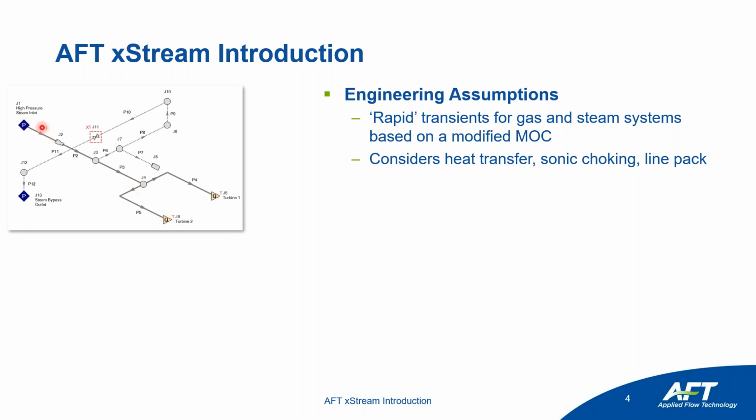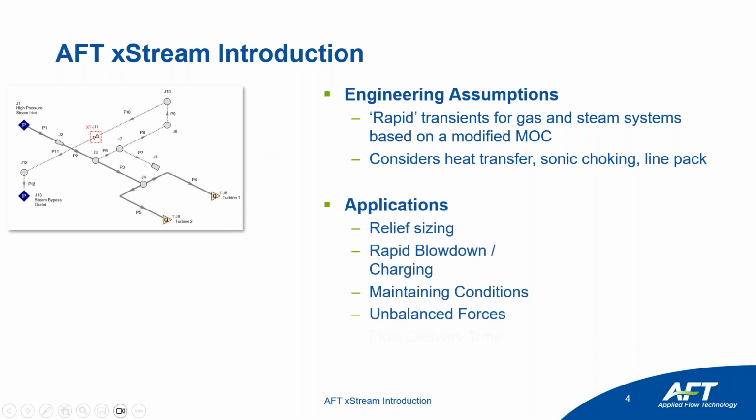If we're still supplying flow, you can see things like line pack. If this is missized and this has too high pressure, maybe you develop sonic choking through this line. And then also if you have, in this case, high pressure steam, you can also consider heat transfer effects along the piping as well.